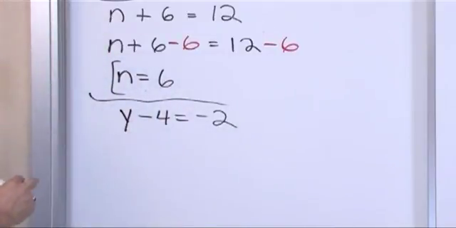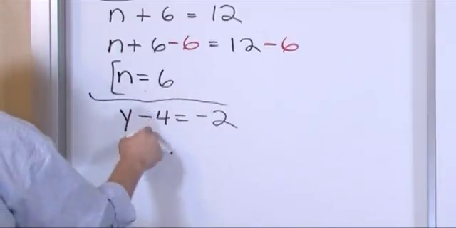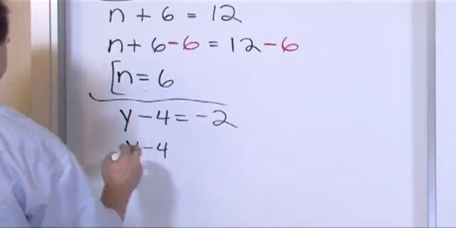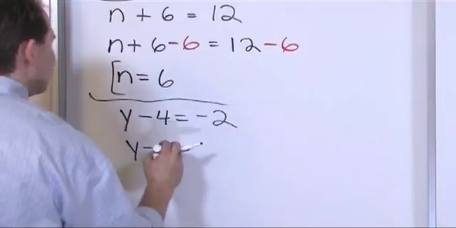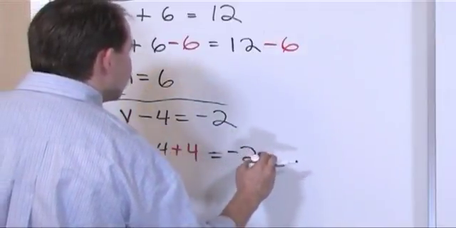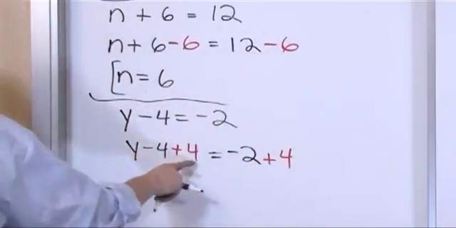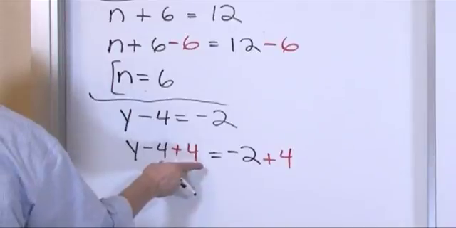I want to isolate y. So in order to get rid of this 4, I have to do the opposite. So I'm going to add 4. Y minus 4 plus 4 is equal to negative 2 plus 4. This equation is exactly the same as this one. I'm just adding 4 to both sides because I'm going to make this go to 0.